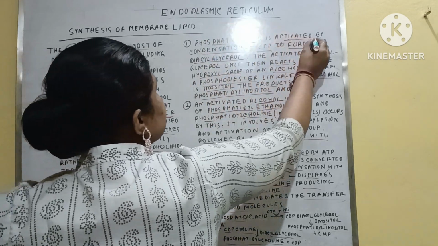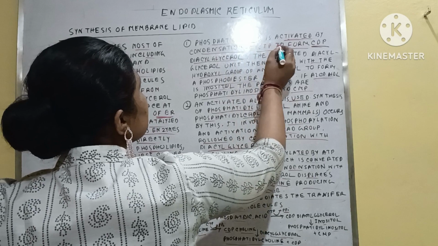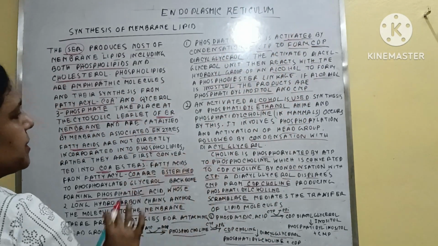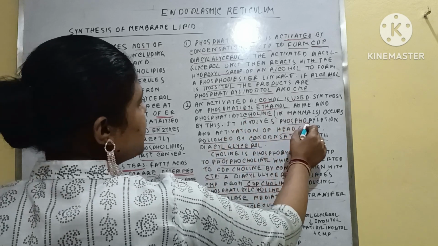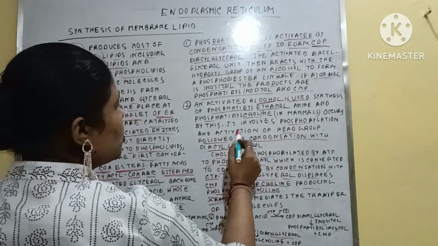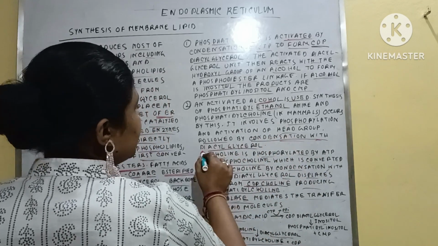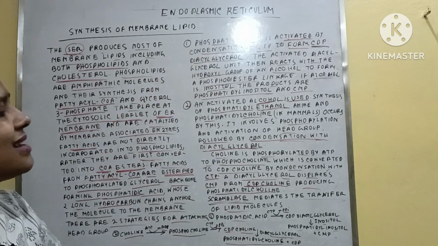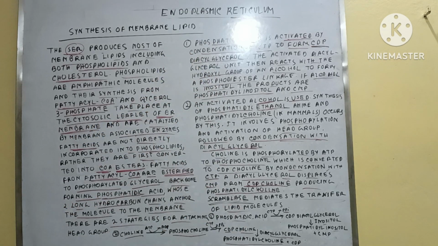So the phosphatidic acid is activated by the condensation of CTP to form CDP, and the phosphorylation and activation of the head group is followed by the condensation with the diacylglycerol. So these are the two strategies I explained, showing how lipid formation occurs in the endoplasmic reticulum.